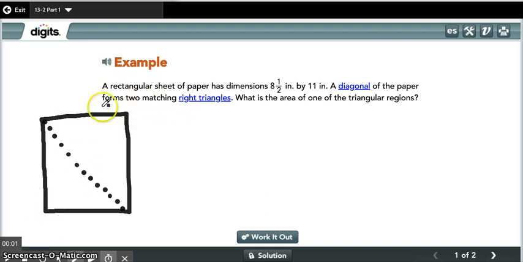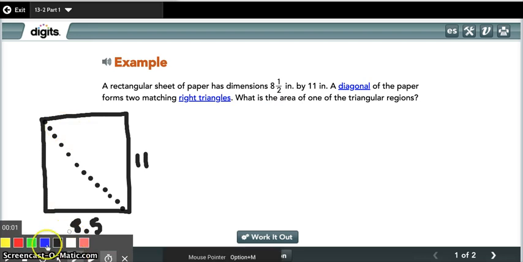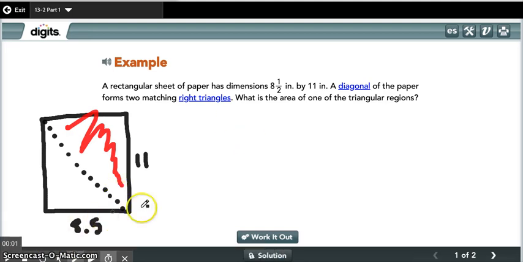So in this example, they're telling us that a sheet of paper has dimensions of 8.5 by 11 inches. And it's saying a diagonal forms two matching triangles. I didn't draw mine perfectly, but this side and this side would be the same triangle on both sides. So they're saying, what is the area of one of the triangular sections? So just one of the sections, not both. So what we need to do is say, well, we know how to find the area of the whole rectangle. That would be 11 times 8.5.